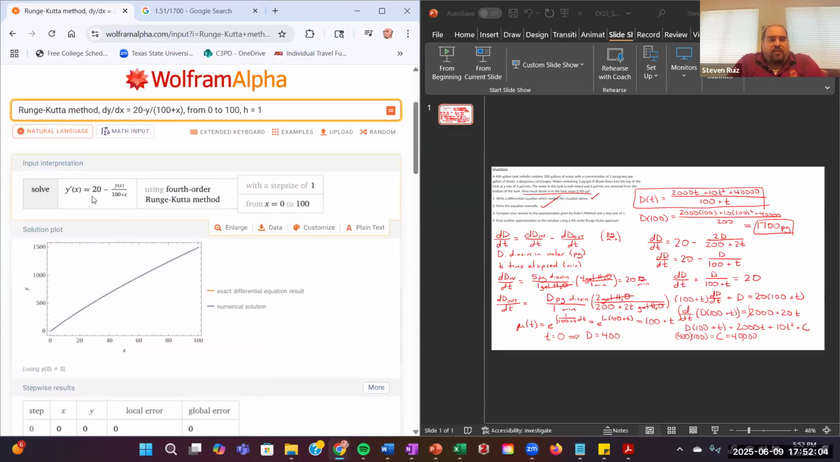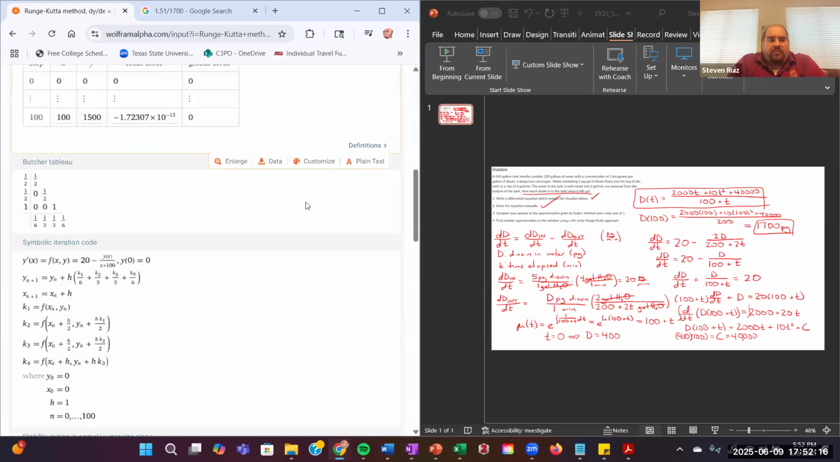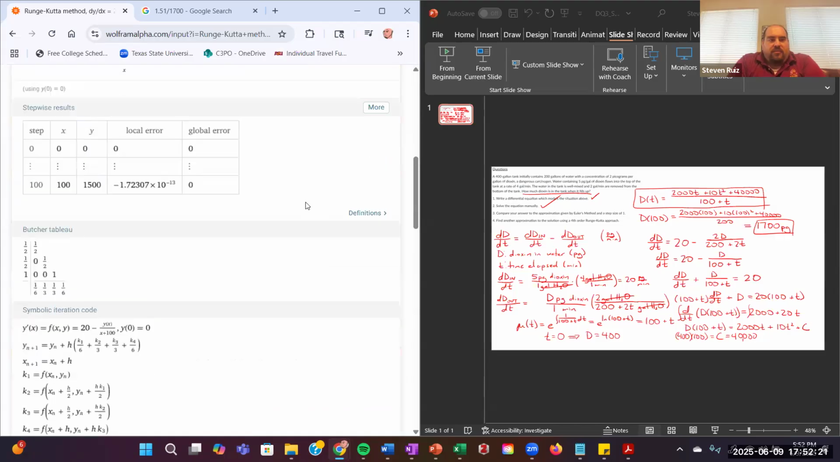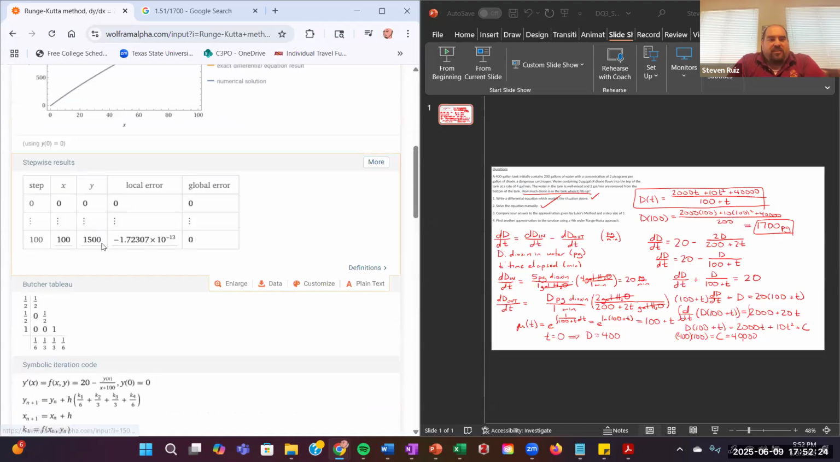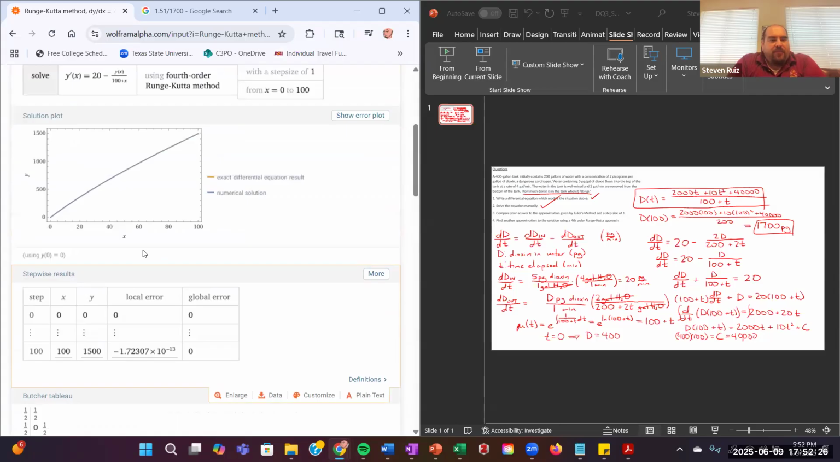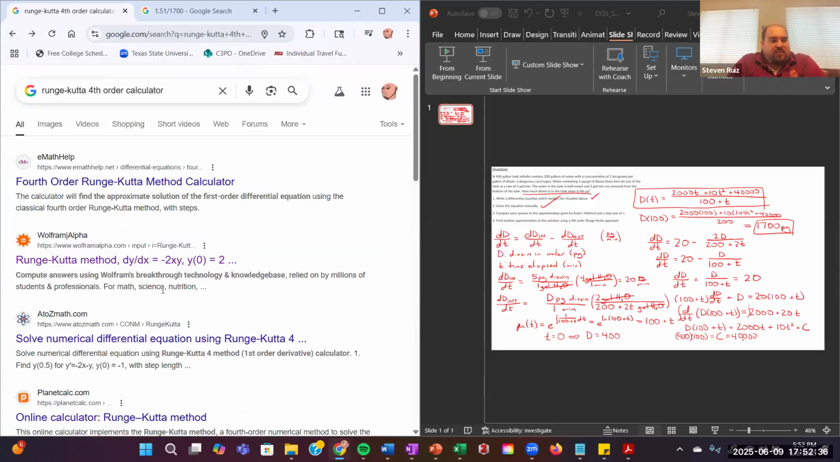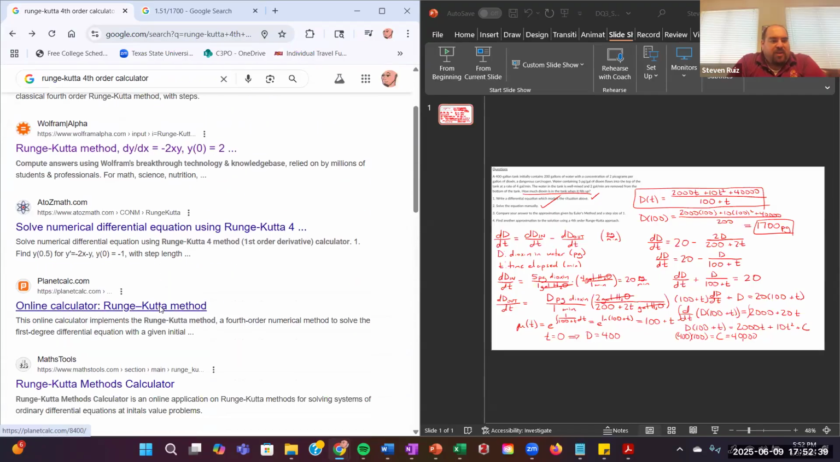Did I put this in the way I wanted? 20 minus y over 100 plus x with a step size of 1 from x equals 0 to 100. Oh, that's actually very surprising. I got a value of y equals 1,500, but that is pretty far off. Let's try another one just to be safe. Let's try Planet Calc.